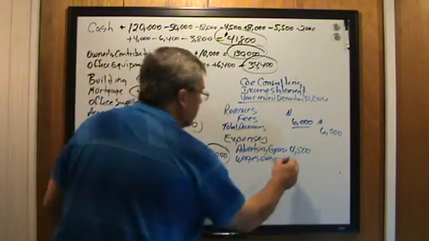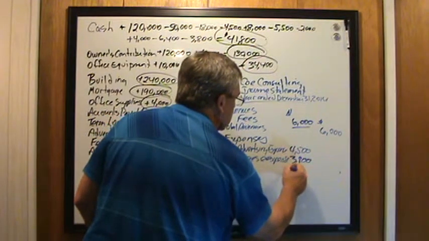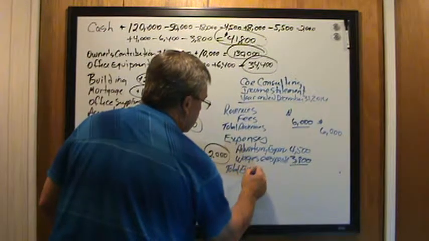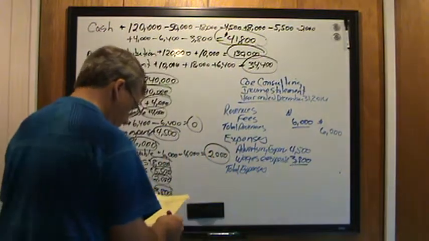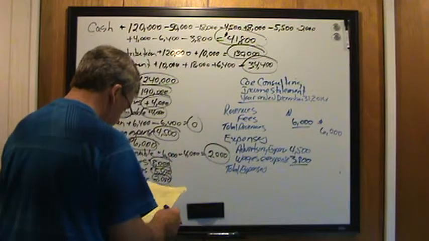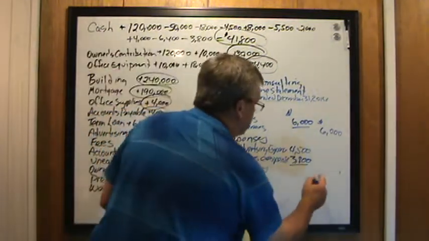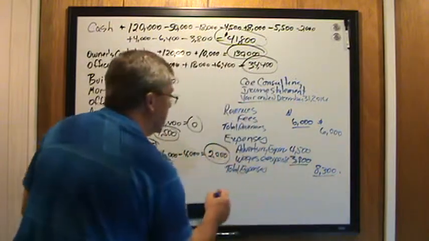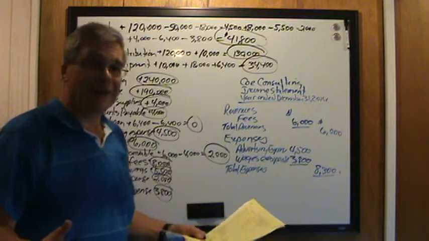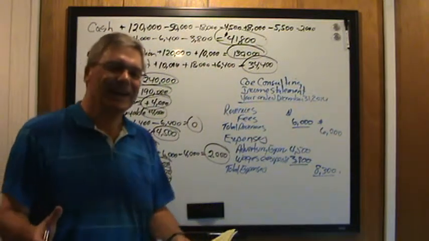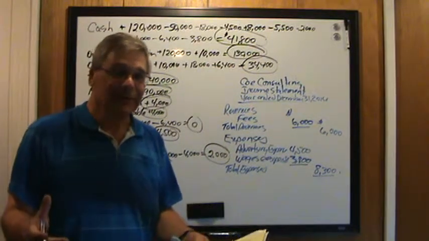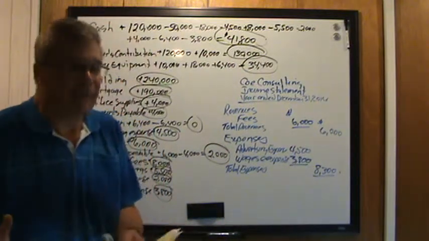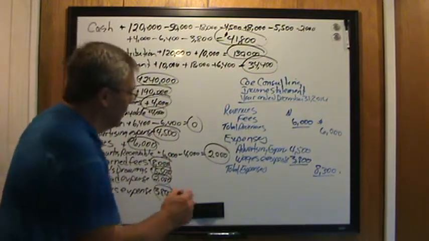Wages expense 3,800. So total expenses are 8,300. Is that right? Yeah. And again, I don't know why we ended up picking two questions that had net losses. It is common in starting businesses, but don't get the sense that companies don't have net profits, but we just haven't seen them yet.